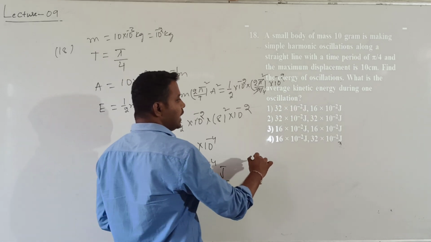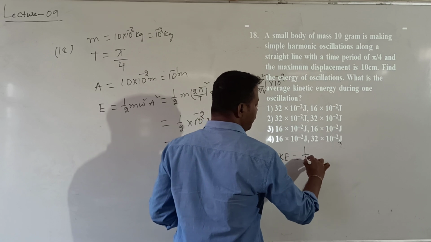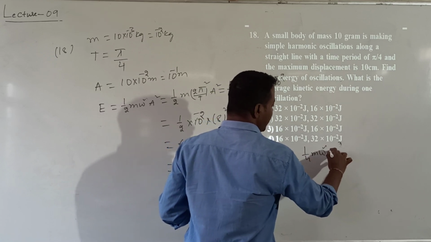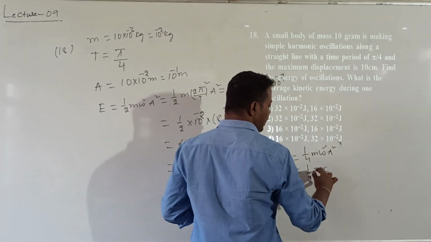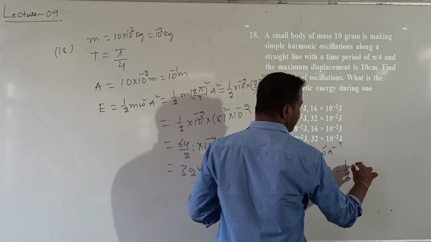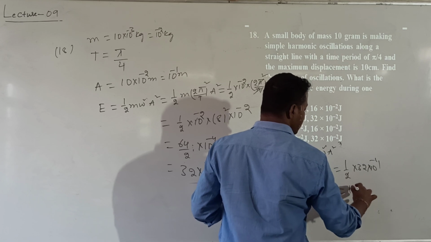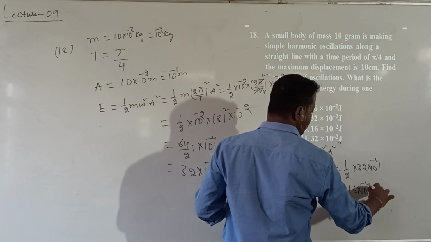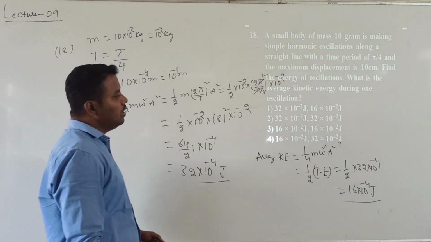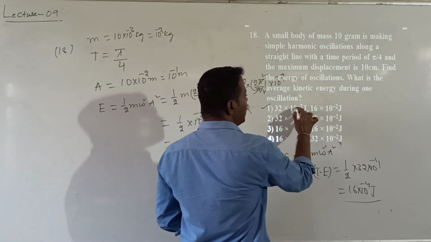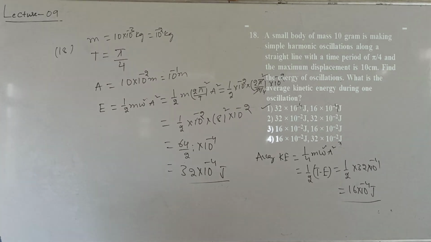So what about average kinetic energy? Average kinetic energy will be equal to 1 by 4 into m into omega square into a square. Average kinetic energy is 1 by 2 times the total energy. Correct? So 1 by 2 times the 32 into 10 to the power of minus 4. How much will I get? 16 into 10 power minus 4 joules. Okay? So which option is correct? 32 and 16. First option is correct, but it is 10 to the power of minus 4. Okay? This is question number 18.